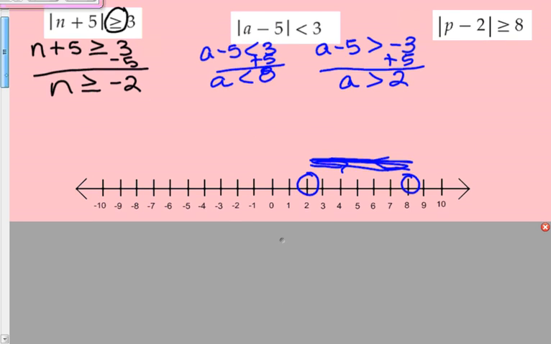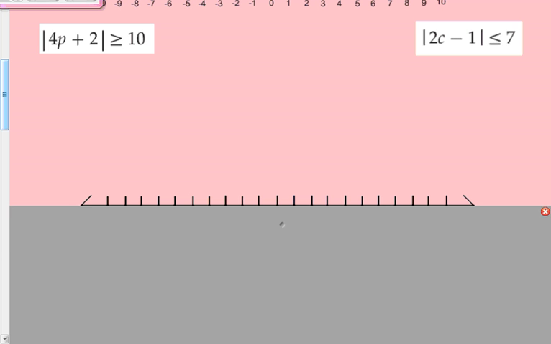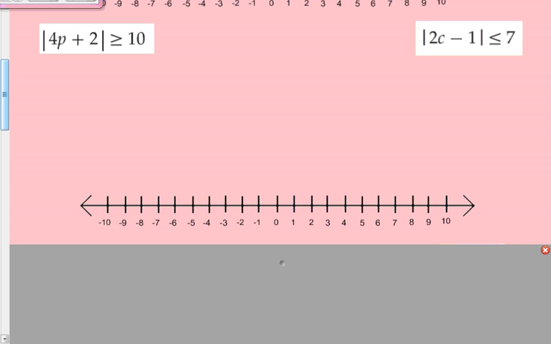All right, let's go down to some more examples now. These are the kind of problems that are going to be on your assignment. You're going to have two operations, but it works the same way. So we're going to have the absolute value of 4p plus 2 greater than or equal to 10. So we're going to rewrite it, drop in our bars. You're going to write the same thing again, 4p plus 2, but this time flip your sign and make it a negative 10. And then we're going to start solving.